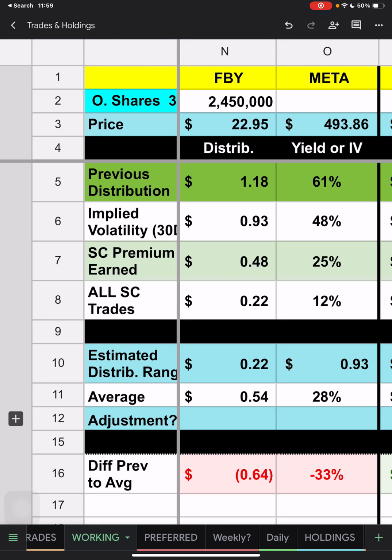That's interesting. It makes me wonder what the IV was on the other weeks, because that's a significant difference here. And then if we look at the short call traded, I need to reword that. I don't like the way that is. But for all short call trades, it's only 22 cents. So when we go to our estimated range, we're looking at 22 cents to 93 cents. So our average would be 54 cents. And that doesn't look good if you look at the previous month.